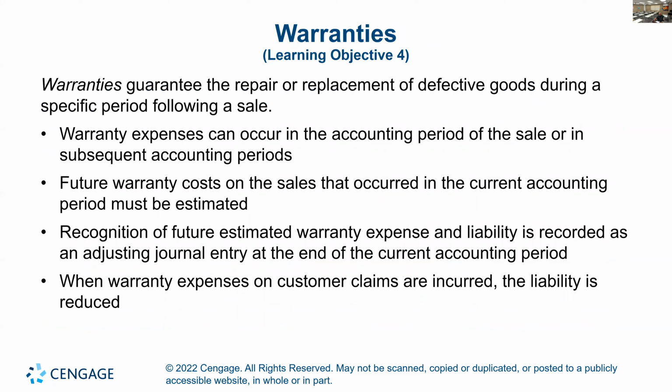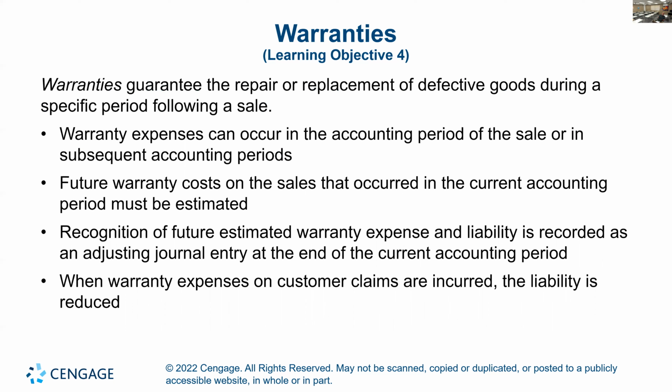One of the major contingencies besides legal fees are warranties. If you buy a car or some electronics, they always ask if you want the warranty. Warranties guarantee that if something goes wrong, they're going to replace it or fix it. So the fixing or the replacing is a cost to the business.